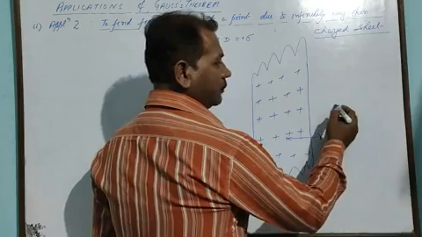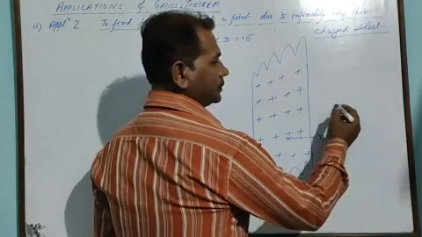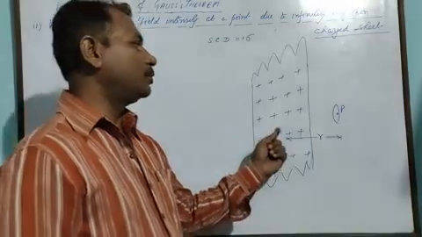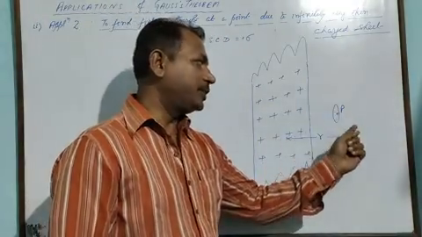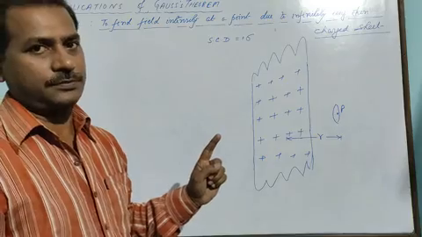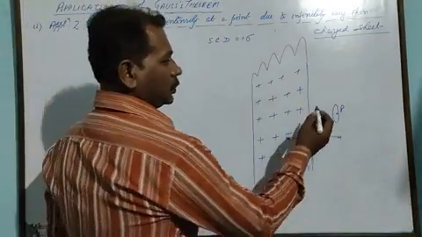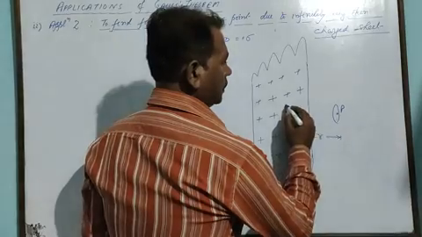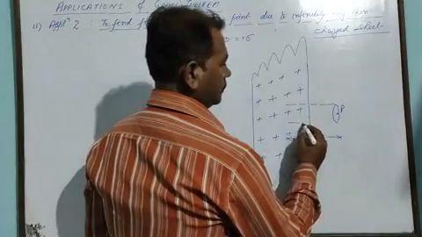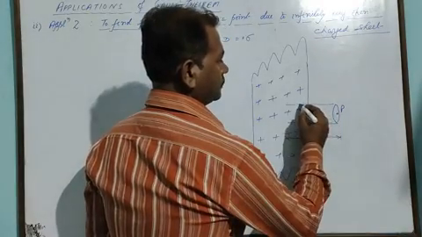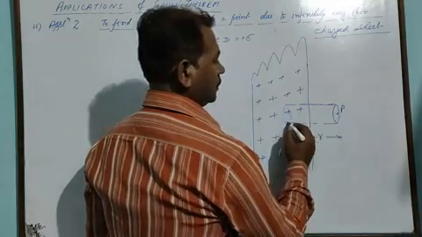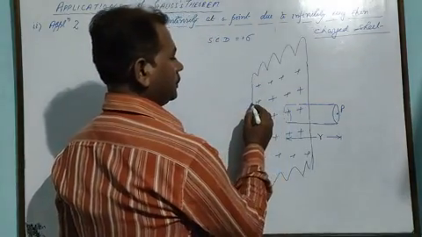again to find the field intensity here we have to plot a Gaussian surface. Why do we plot a Gaussian surface? Because we don't know the formula to find the field intensity for an infinitely long thin charge sheet. So let's draw. This is a Gaussian surface I am drawing here.